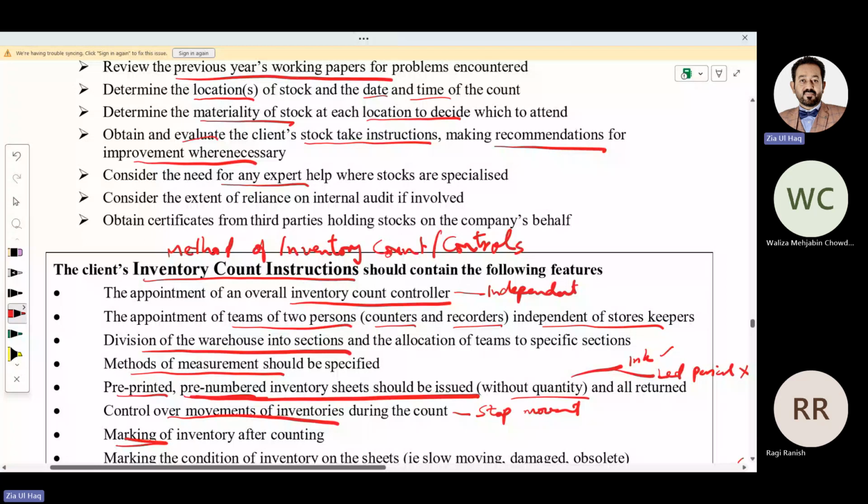Rather than realizing during count that we need an expert and the expert is not available, and the client cannot conduct another count on an alternative date. This means we will not be able to verify inventory.